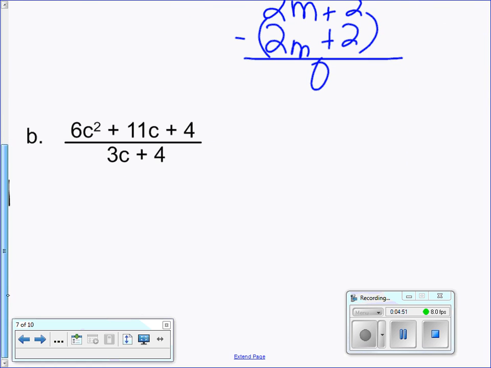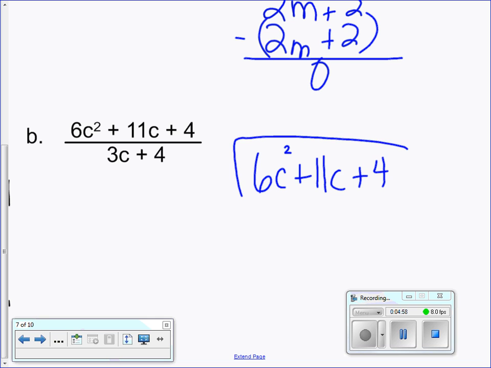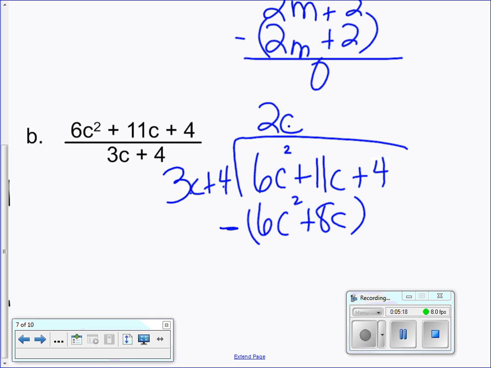Let's try another one. So 6c squared plus 11c plus 4 divided by 3c plus 4. 6c squared divided by 3c is 2c. 2c times 3c is 6c squared. 2c times 4 is 8c. Subtract the whole thing, that's 0, and 11c minus 8c is 3c.